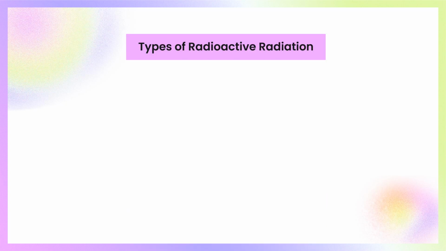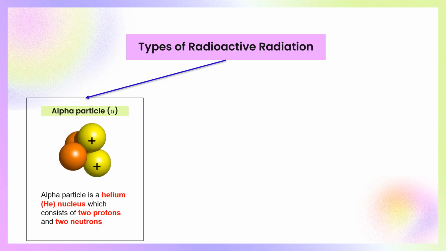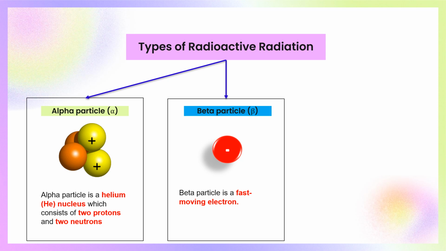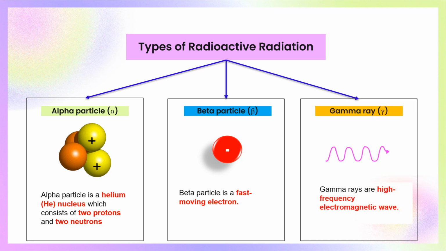Let's look at the types of radioactive radiations. The first radioactive radiation that I will introduce is the alpha particle. An alpha particle is a helium nucleus which consists of 2 protons and 2 neutrons. The second radioactive radiation is the beta particle. A beta particle is a fast-moving electron. And the last radioactive radiation that I will introduce for today's lesson is gamma ray. Gamma rays are high-frequency electromagnetic waves.